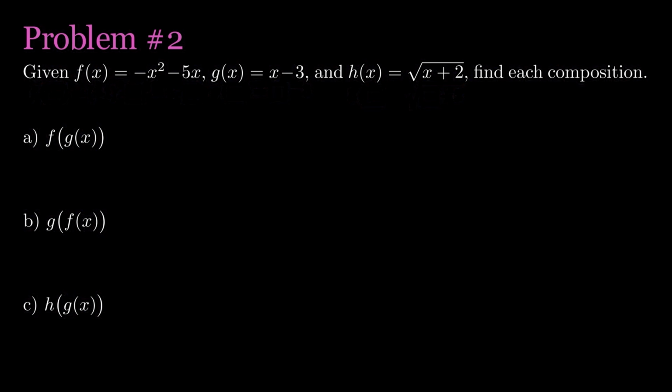The first one is f of g of x. The second one is g of f of x, and the third one is h of g of x. Whenever we try to find compositions, it's important to understand which function is applied to the input first, and what that input is. In part A, the first function applied is the function g. So we simply need to know what g of x is, and we know that g of x is x minus 3. So we will be evaluating f at x minus 3.